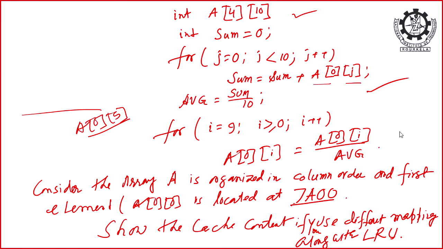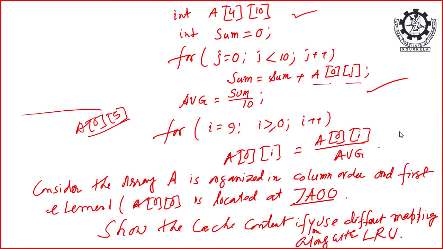Let us move back to the example and see this program. Let us read this problem. A computer has separate data and instruction cache. The data cache has 8 blocks, and each block can hold one word of 16 bits. The number of sets is 2. If set associative mapping is used, consider the main memory address is 16 bits.